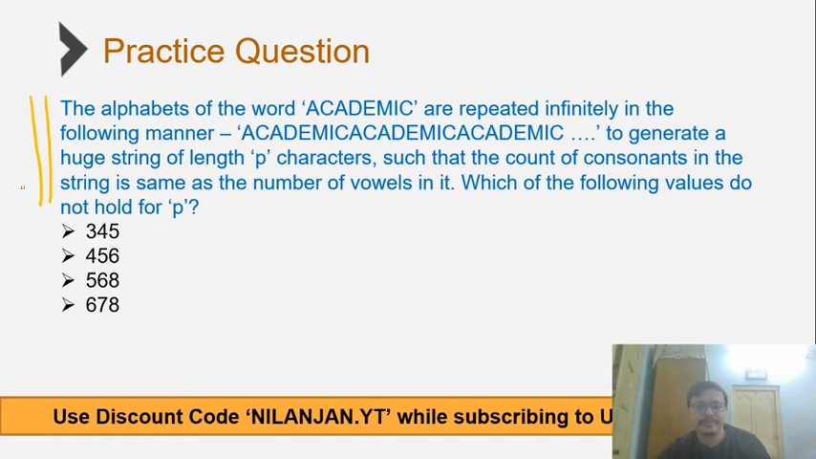So here the alphabets of the word academic are repeated infinitely in the following manner: academic, again academic, again academic, and so on, to generate a huge string of length p characters such that the count of consonants in the string is the same as the number of vowels in it. The question is asking which of the following values do not hold for p. So again, take 2 minutes to try and solve this.